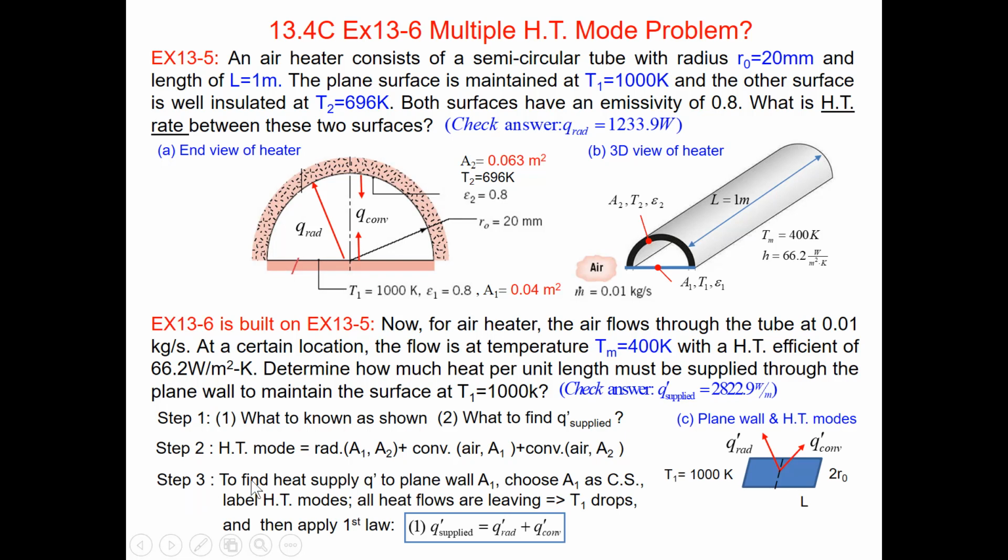Step 3. In order to find heat supply Q prime to plane wall A1, we choose A1 as our control surface. Then label all heat transfer modes, radiation and convection. We noticed all heat flow is leaving the surface A1. This leads to temperature T1 dropping. In order to maintain surface A1 at a temperature T1, we need to supply the heat.